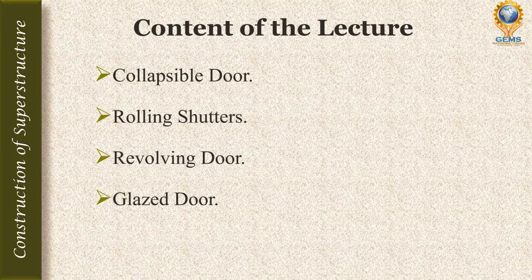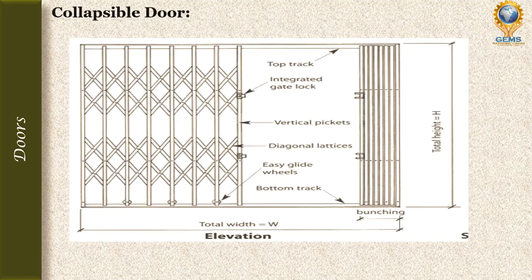In this video, we are going to see the remaining types of doors that are available in building construction. That is collapsible door, rolling shutter, revolving door and glazed doors. So we are going to see these types of doors in this video lecture. Let's start with the collapsible door.